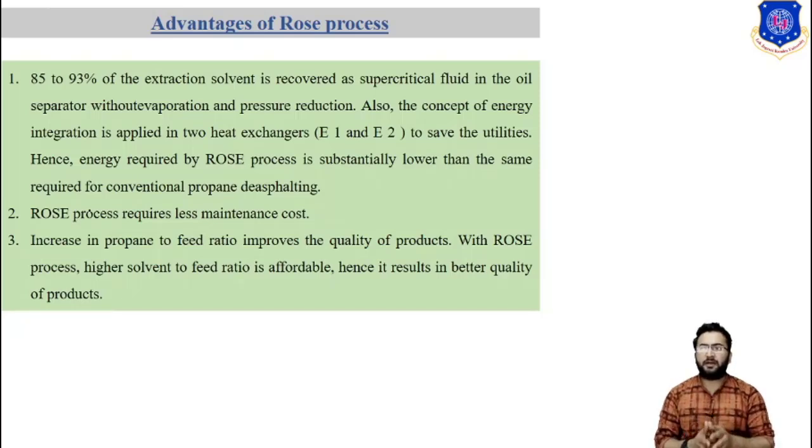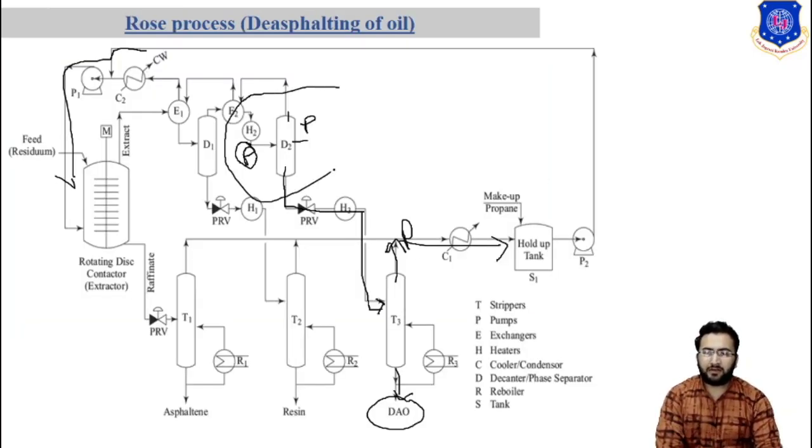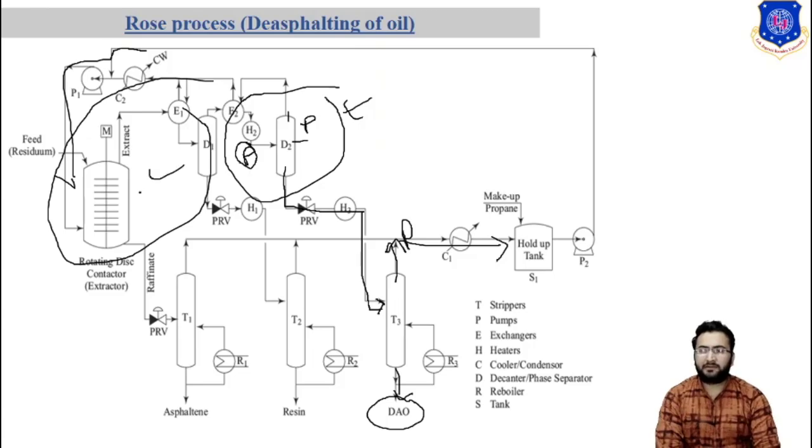The ROSE process requires less maintenance cost compared to conventional propane deasphalting, and an increase in the propane to feed ratio improves the quality of product with the ROSE process. With the ROSE process, a higher solvent to feed ratio is affordable, hence it results in better quality of product. In the ROSE process, supercritical extraction occurs only in this step, while all other steps are liquid extraction.